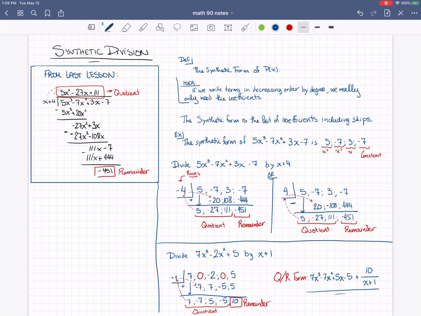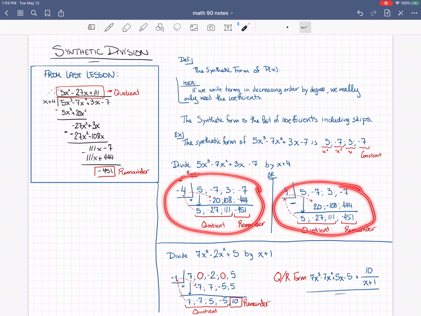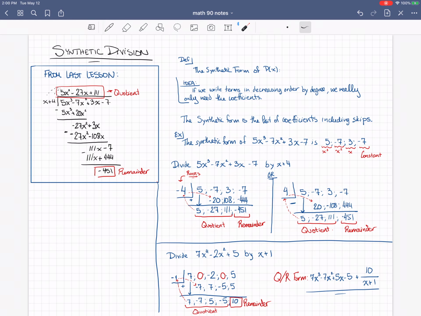So again, the most important thing is practicing these two approaches and finding the one that feels more comfortable for you. And also, when you're writing synthetic form, make sure not to leave out those skipped terms. Sometimes you won't have any skipped terms, like in our first example. But when you do, there's nothing more important than making sure that you include them in the synthetic form. So last moment.